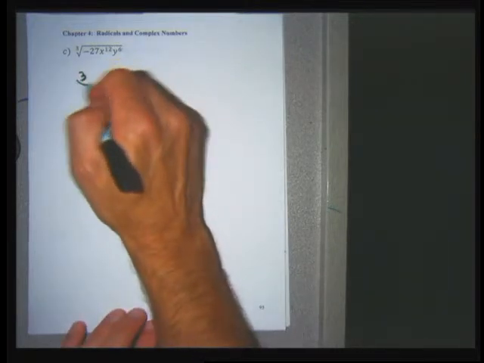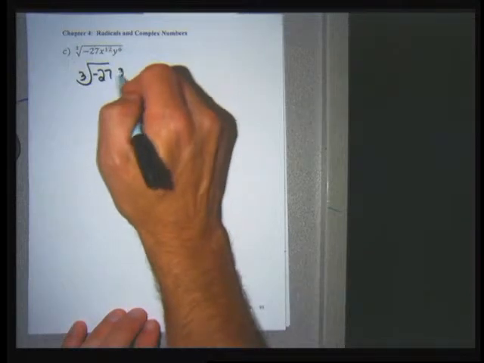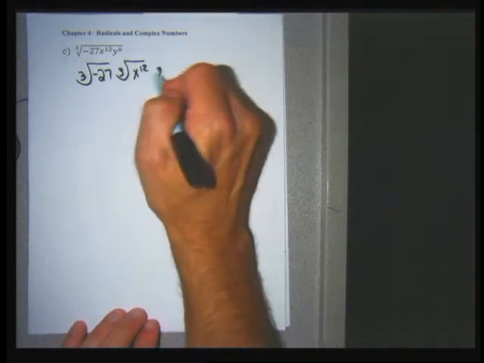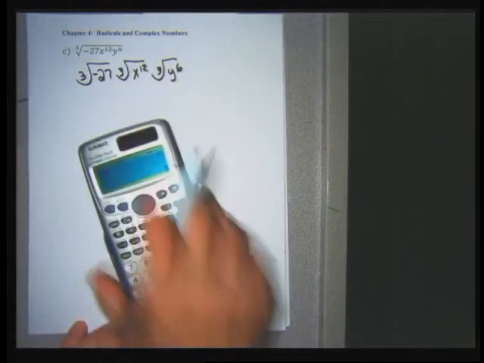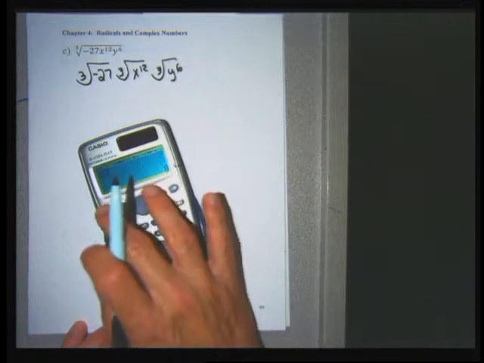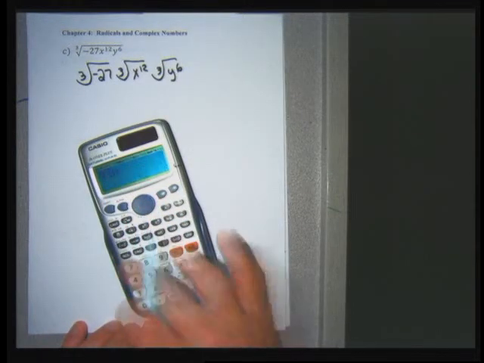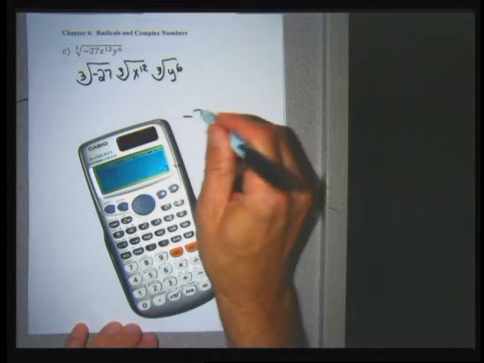For C, I need to do the cube root of every piece. I need to do the cube root of negative 27, and I multiply that by the cube root of x to the 12th, and I multiply that by the cube root of y to the 6th. The cube root of negative 27, if I don't know it, I could do it on my calculator by going shift and square root for the cube root, and then negative 27. And that's going to give me a negative 3 for part of my answer.